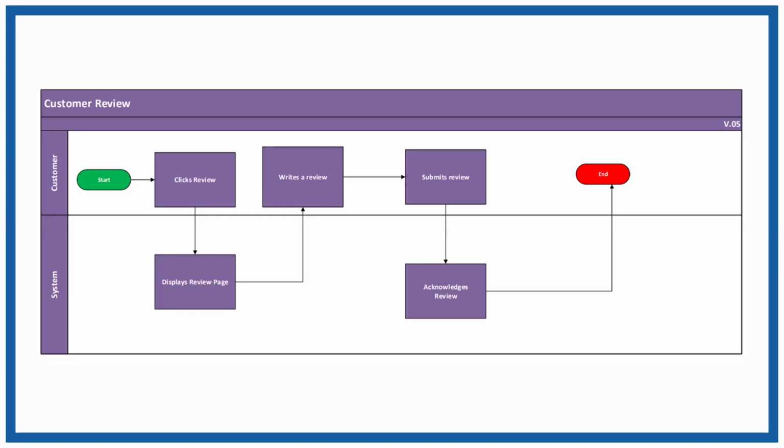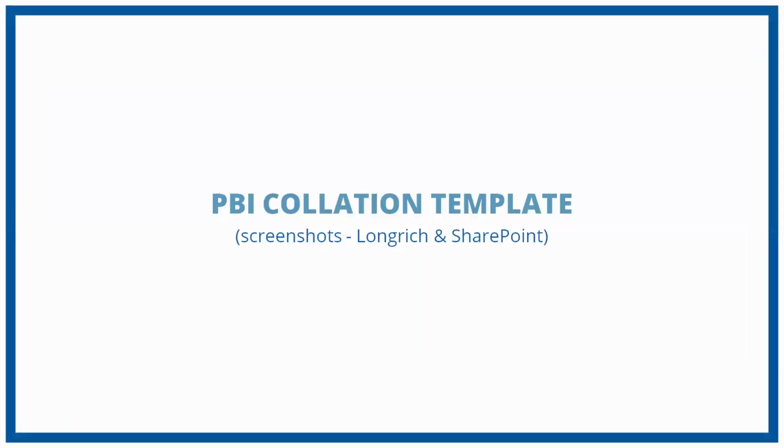So, just to quickly explain this, we have the customer and the user starts off, clicks on review, and then the system displays the review page. And then the customer is able to write a review, submit the review, and then the system acknowledges it, and that is the end of that process.